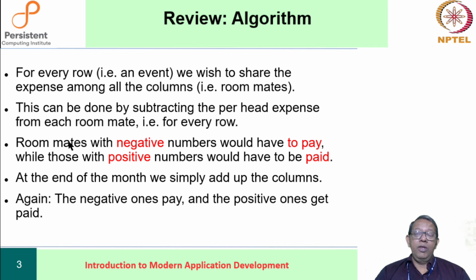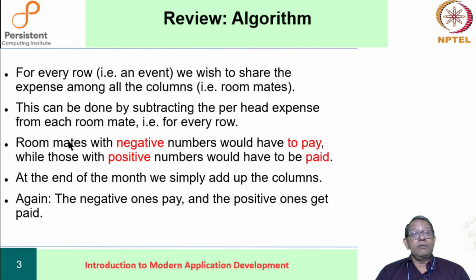Given this data, we would compute the per head share for that event. The per head share is simply the actual expense divided by the number of roommates. This per head share would be subtracted from each roommate. If the result of the subtraction is negative, then we interpret that as the money that is owed by that particular roommate to the rest of the group. If the number is positive, we interpret that as the money that is to be received by that particular roommate from the others in the group.